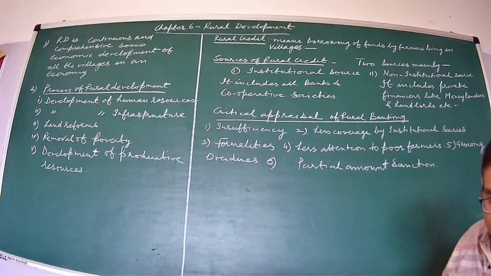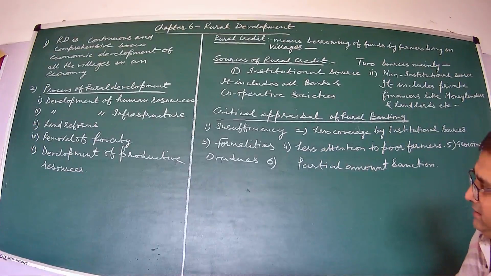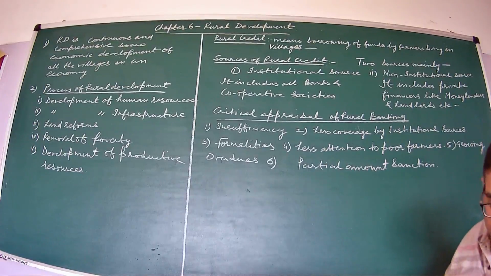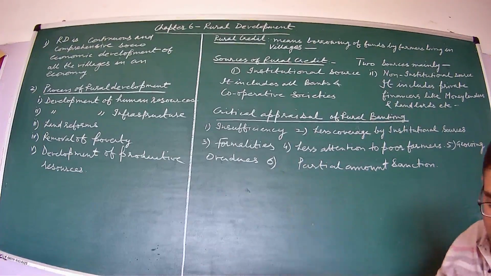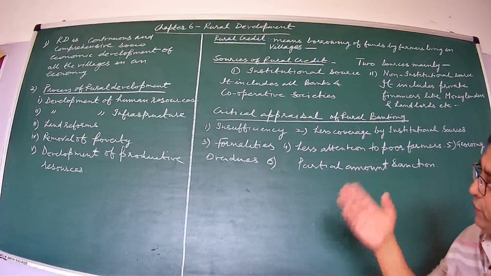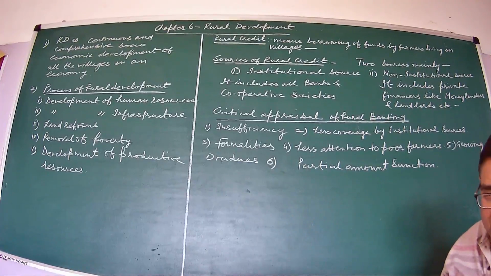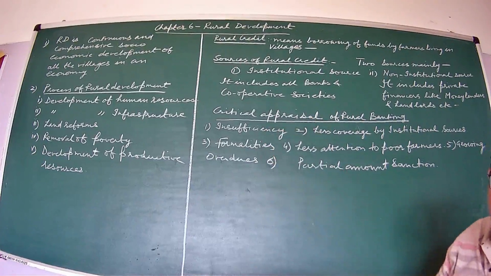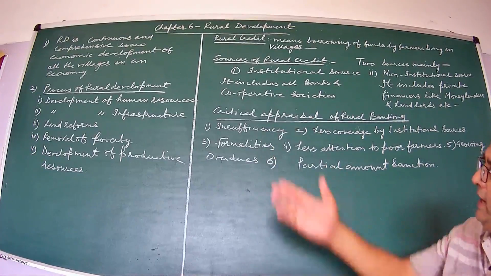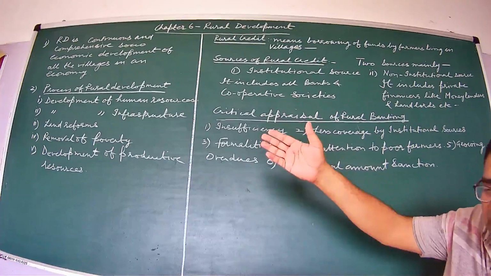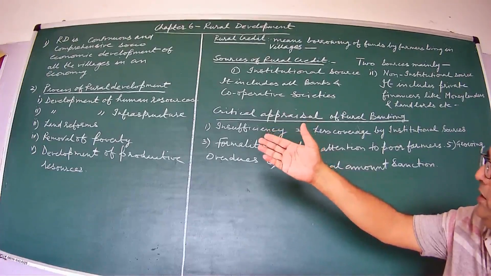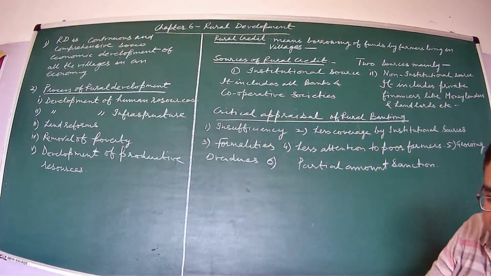The third point is land reforms, elimination of exploitation in land relations. The land to the tiller formula should be there, ceiling of land should be there, and consolidation of land holdings should be there. It will definitely improve the socio-economic condition of rural people. It will help increase agriculture production also, and help remove poverty in the villages.